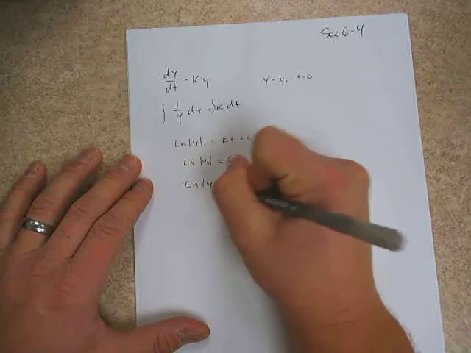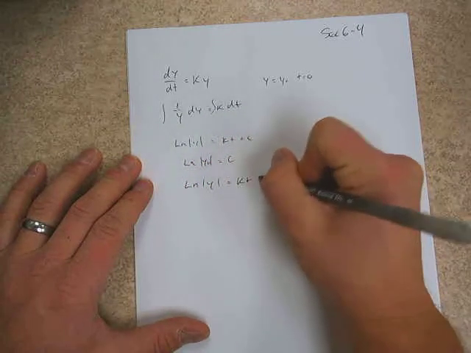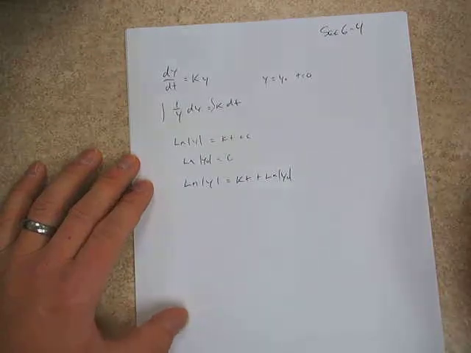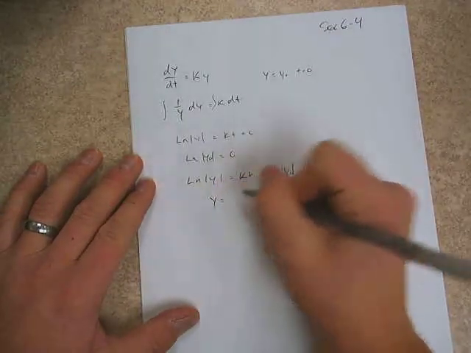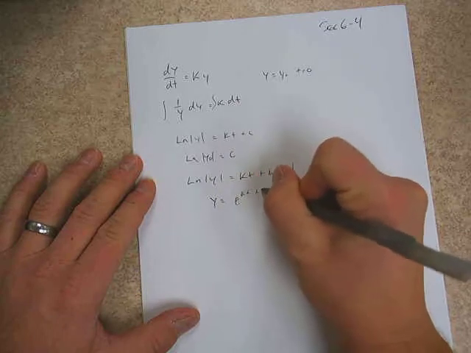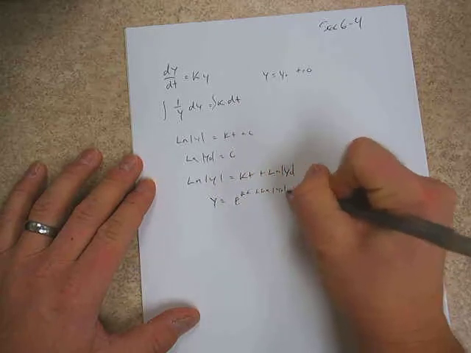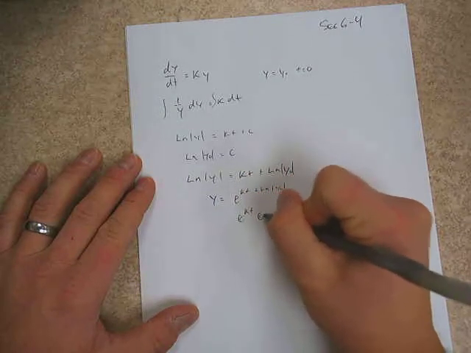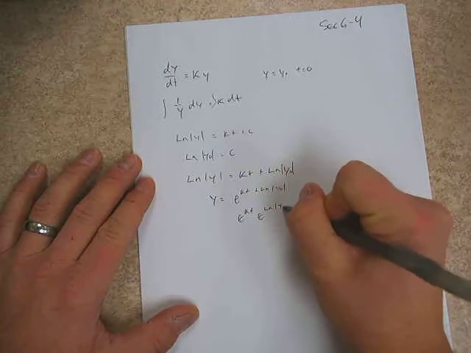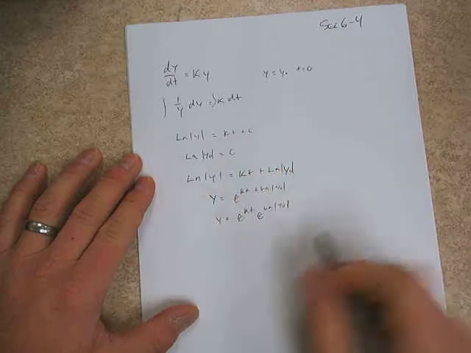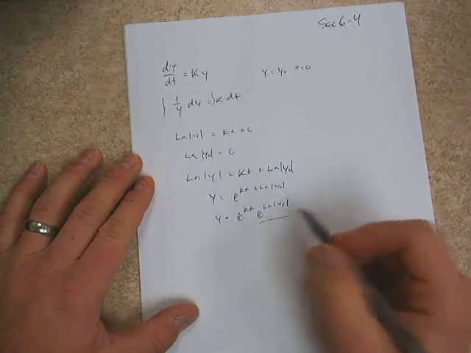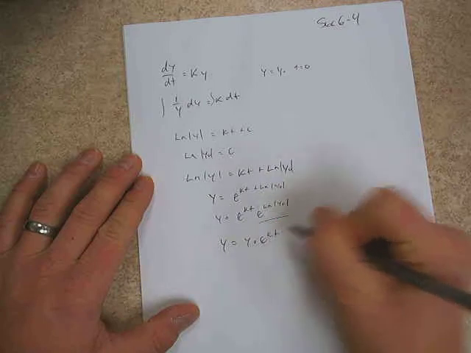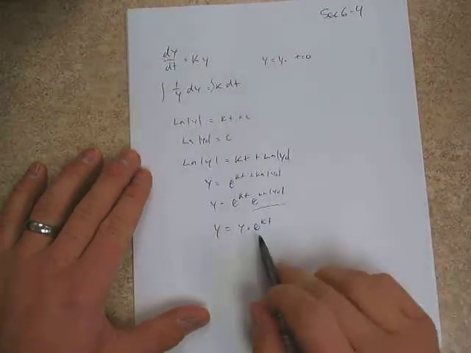So that would be our c, and therefore the natural log of the absolute value of y equals kt plus ln of y sub 0. Then we compose both sides with e, and we wind up with y equals e to the kt plus natural log of the absolute value of y sub 0. As always, we'll use our laws of exponents and simplify, and this part becomes just y sub 0, so we get the model y equals y sub 0 e to the kt.